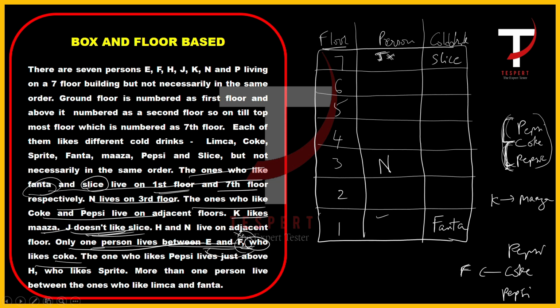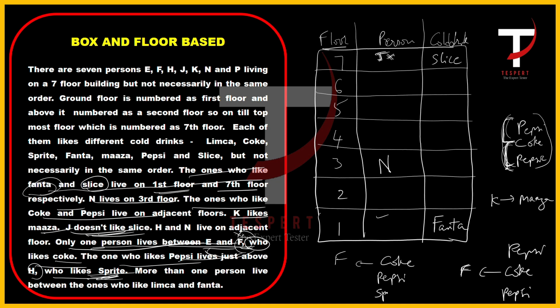The one who likes Pepsi lives just above H who likes Sprite, right? So it can be F Coke, Pepsi and Sprite. Sprite comes here. I will write it here again. So Coke is liked by F, Pepsi. Why? Because the one who likes Pepsi lives just above H who likes Sprite. So H likes Sprite, right?